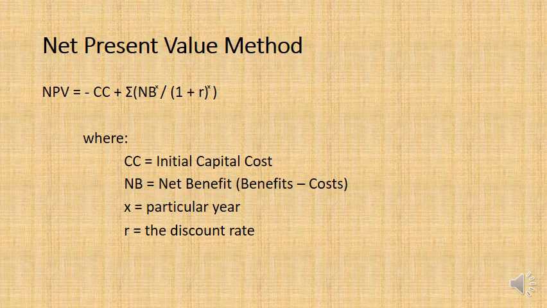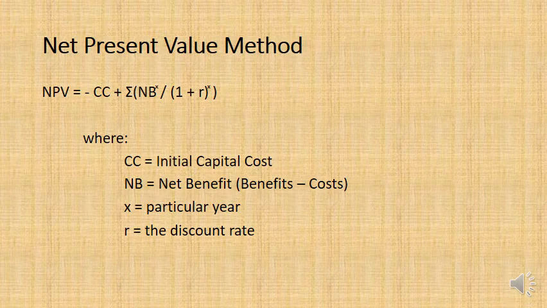So this is the net present value method. Basically, you are trying to determine the net benefit, the net present value, of a project. Capital cost is the amount of money that you have to spend to build the bridge or the road or the dam. Now, the net benefit is the benefits minus the cost. That includes externals as well as internals, and that's going to be realized every year.